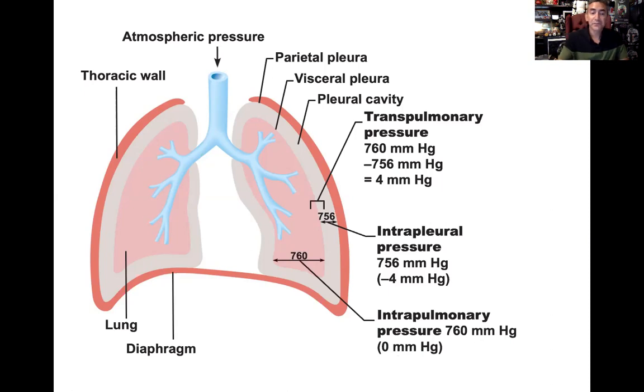intrapulmonary pressure. If we're looking then at the intrapleural pressure, this is the pressure in that little pouch, that little bag that surrounds the lungs, that's minimizing friction, minimizing heat, lubricating. That pressure will always be negative. It will always be four millimeters negative relative to intrapulmonary pressure. And it has to be, and I'll explain why very shortly. So we have, again, negative four in the space, in the pouch, in the intrapleural space. We have 760, so zero, in the intrapulmonary space.